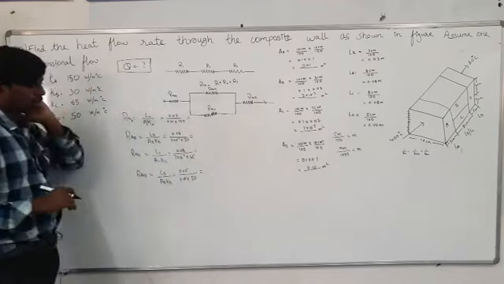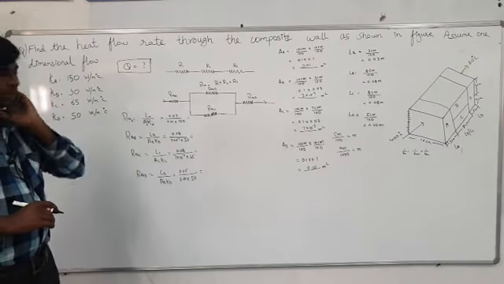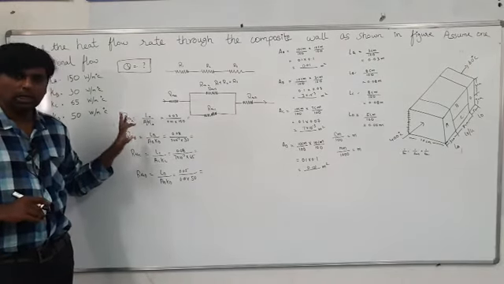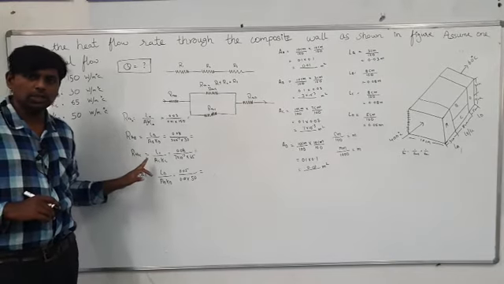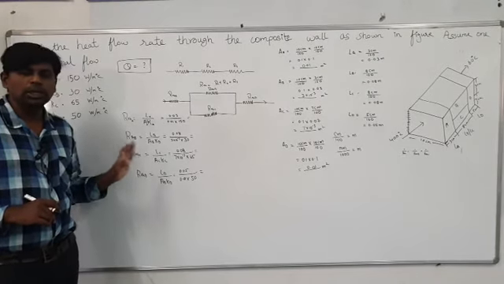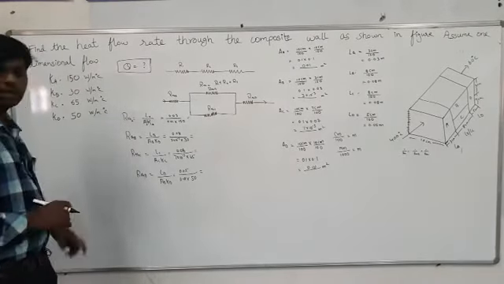Now you have got all the values: LA, KA, AA, like that in terms of B, in terms of C, in terms of D. After that, what you have to do with the help of a calculator?